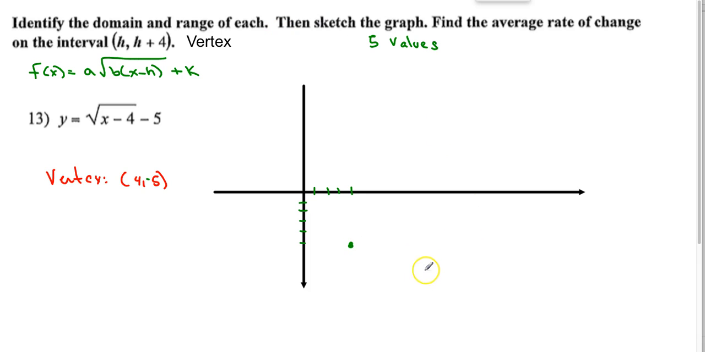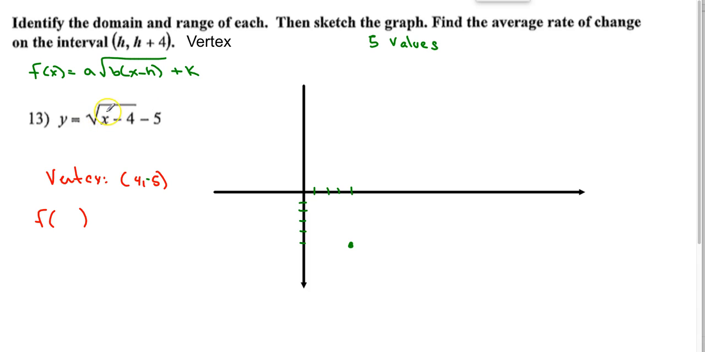And then let's pick some other values. This one I'm going to get a little picky on the values I choose. When I take the square root of a number, I'm hoping to take the square root of a number that I can take the square root of. So I can take the square root of 0, 1, 4, 9. I want to try to get those values in there.